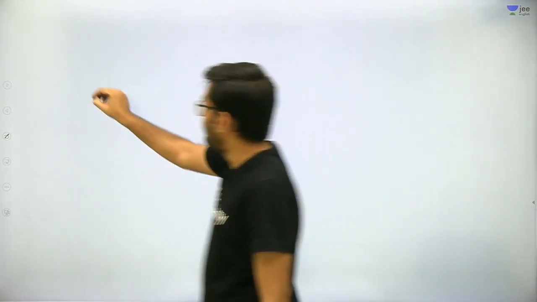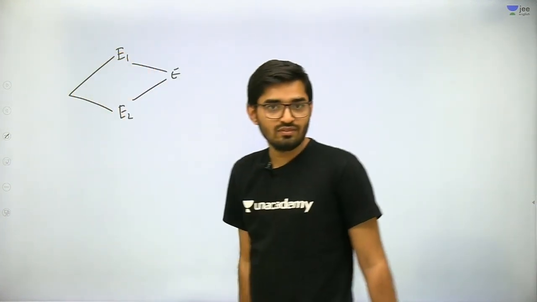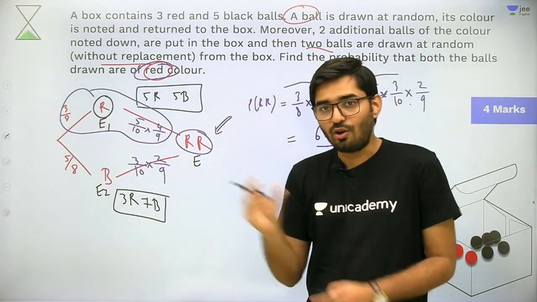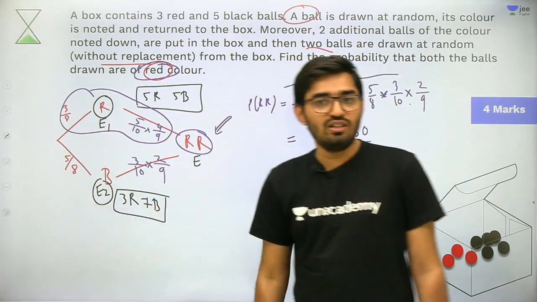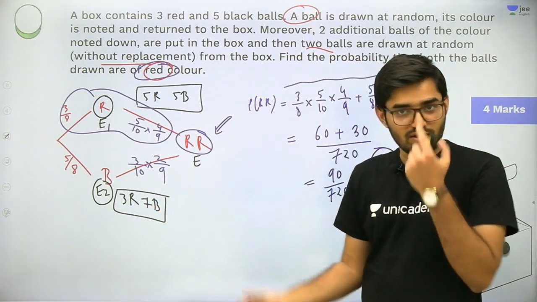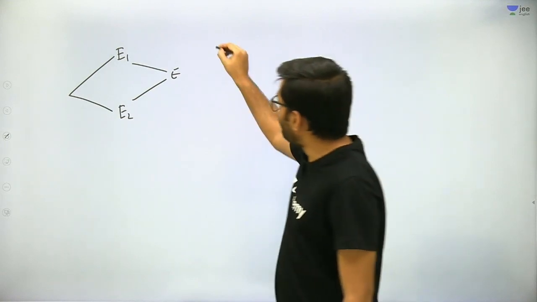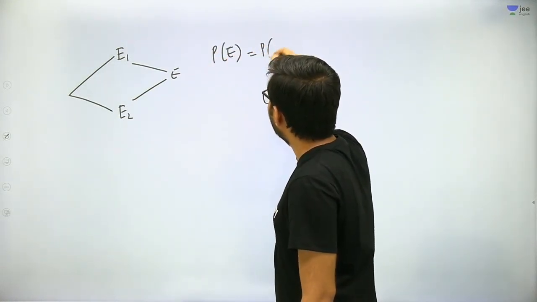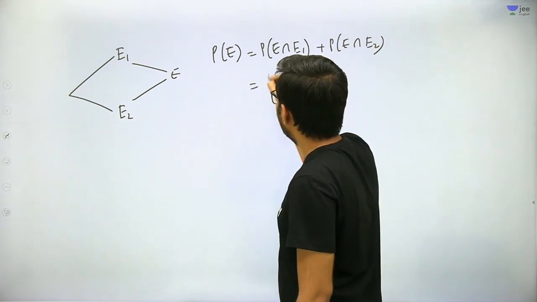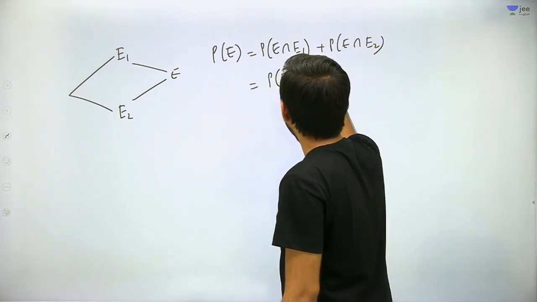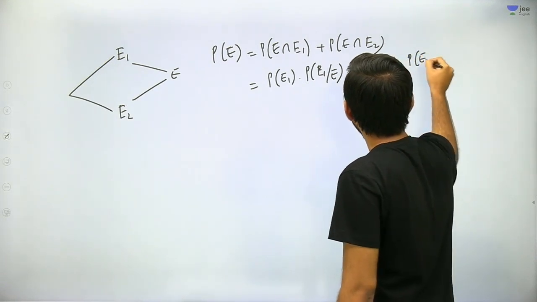And how to write in the exam? First of all you have event E1, then E2, and then finally E. E1 is the event of getting a red ball when you are drawing for the first time, so getting red on the first draw is event E1. Event E2 is getting a black ball in the first draw. And E is getting 2 reds in the second draw. After that we want to find the probability of E. So you need to write it like this: P of E intersection E1 plus P of E intersection E2. This is nothing but P of E1 multiplied by P of E given E1, plus P of E2 multiplied by P of E given E2.